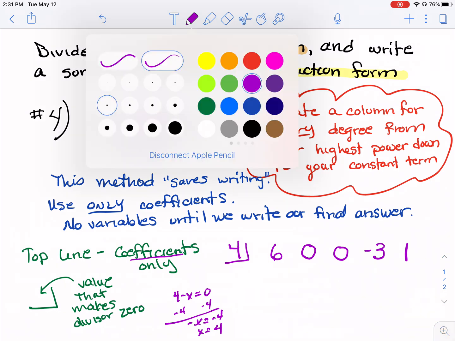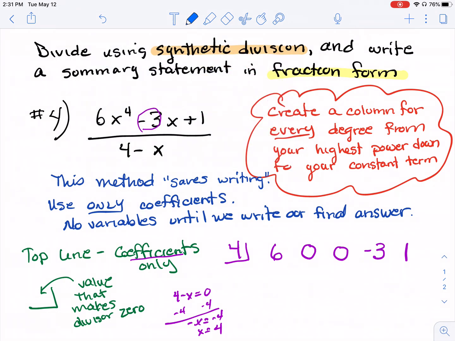Now I'm going to leave a blank line, and I'm going to draw a horizontal line all the way across. This blank line that we left is so that we can write numbers in there. So the thing that I say to myself when I go to do one of these is bring down, multiply, add, multiply, add, multiply, add. You just keep multiplying and adding until you get to this very last spot over here.